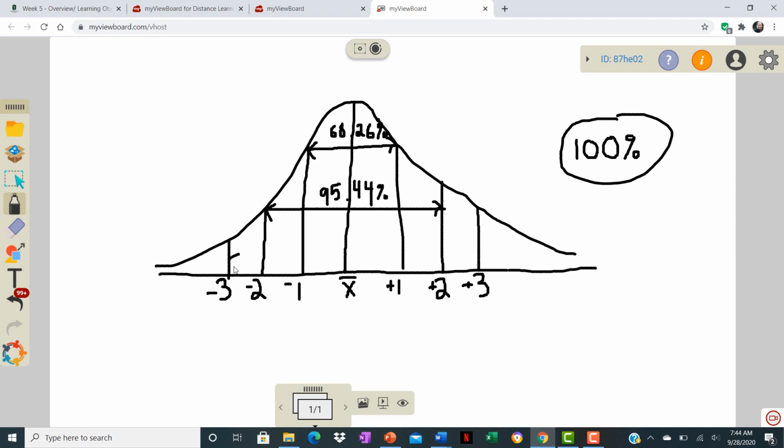And then finally, -3 to +3. What do you think this is going to be? 99.74%. There we go. That'll make that percentage sign a little bit better for you.